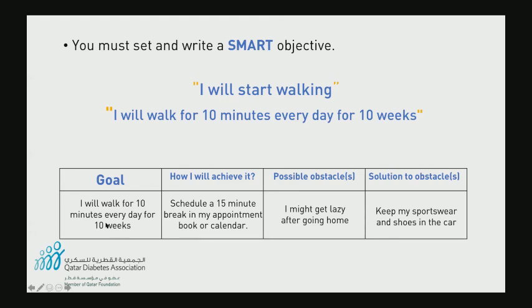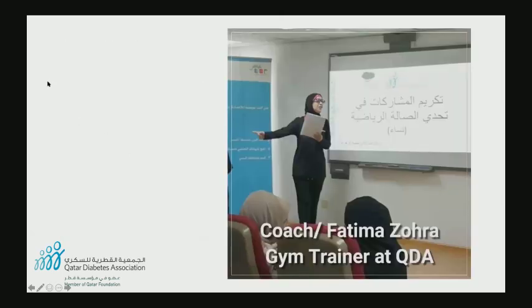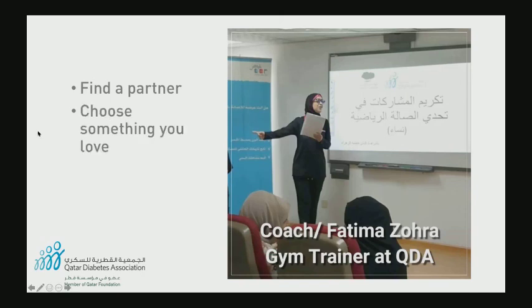So this is how we are going to write down our objectives and the possible obstacles, and how we are going to be prepared if we face any of those obstacles. For the exercise, try to find a partner. Your husband, your wife, your neighbor, your friend, someone to encourage you, and you encourage him or her as well. This will ensure the continuity of the exercise.